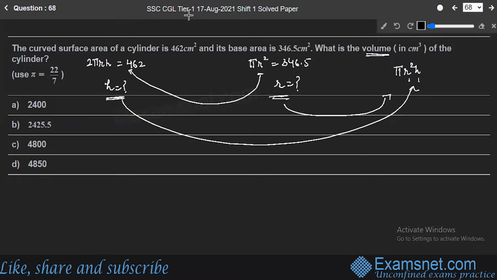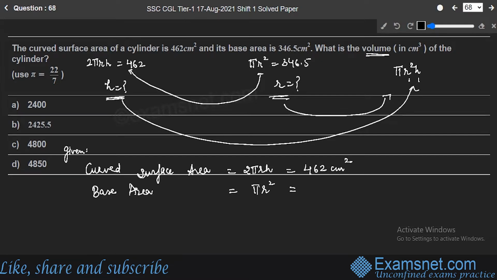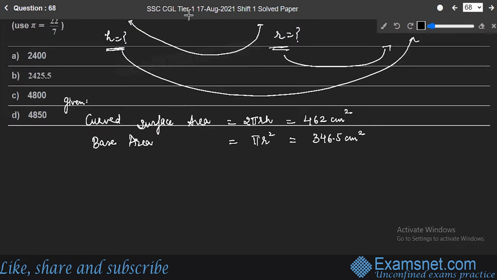So you are given curved surface area, that is 2 pi r h is equal to 462 centimeter square. Also, you are given base area, that is equal to pi r square is equal to 346.5 centimeter square, and you have to find out the volume. Right. From the base area, you have pi r square is equal to 346.5.